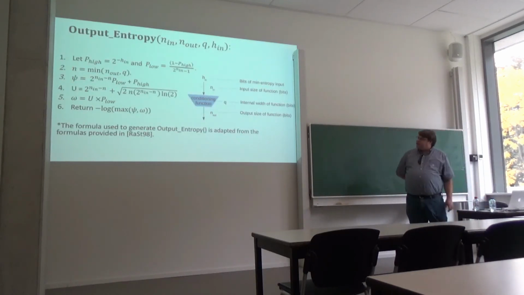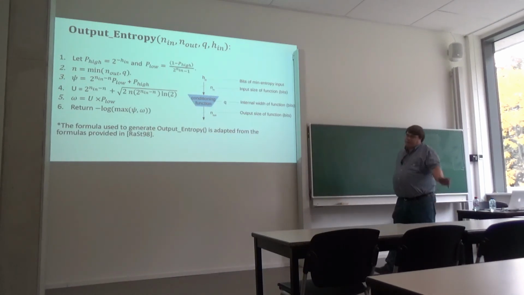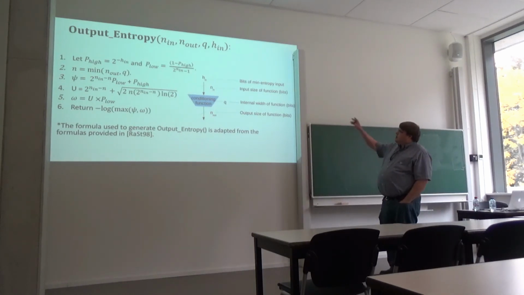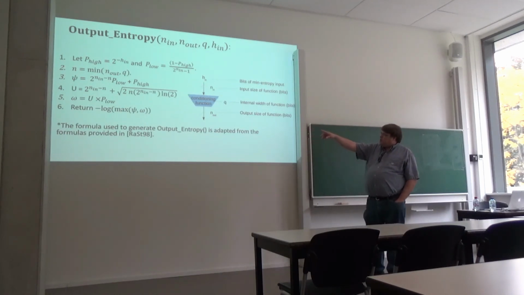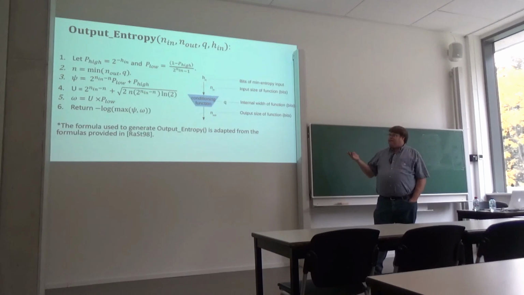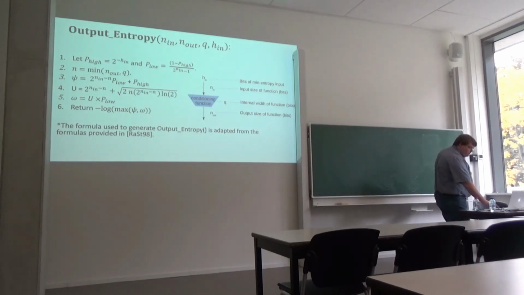So this is the beautiful formula. It looks a little gnarly, but it's actually not. It's actually quite nice. And I'll explain this. This is the formula we're using now for output entropy. So you consider the bits of min entropy input, the input size of the function, the internal width, the output size, and you put these all into this formula, and you get back an estimate for H out. And this is assuming the conditioner works as well as it can, assuming the conditioner is random, what output entropy do we expect out of this? That's the answer we're trying to compute.